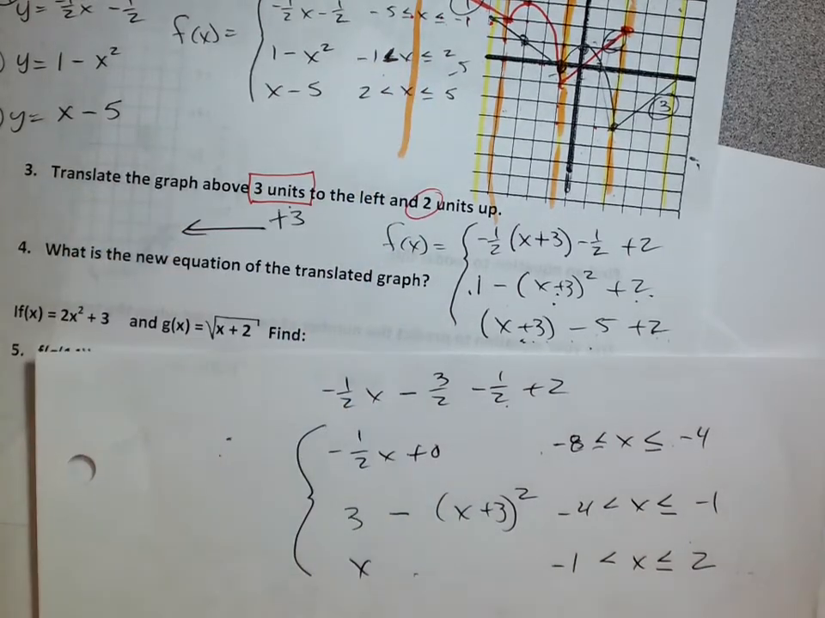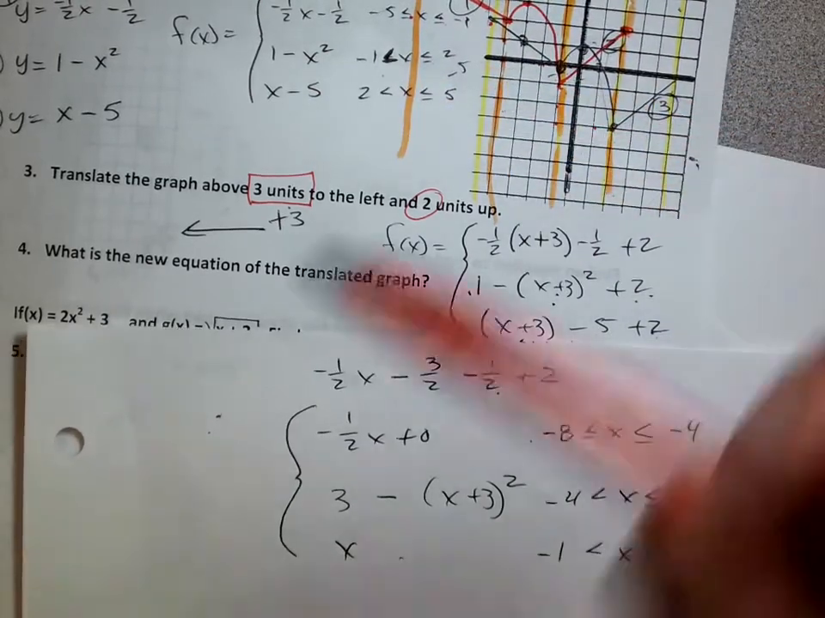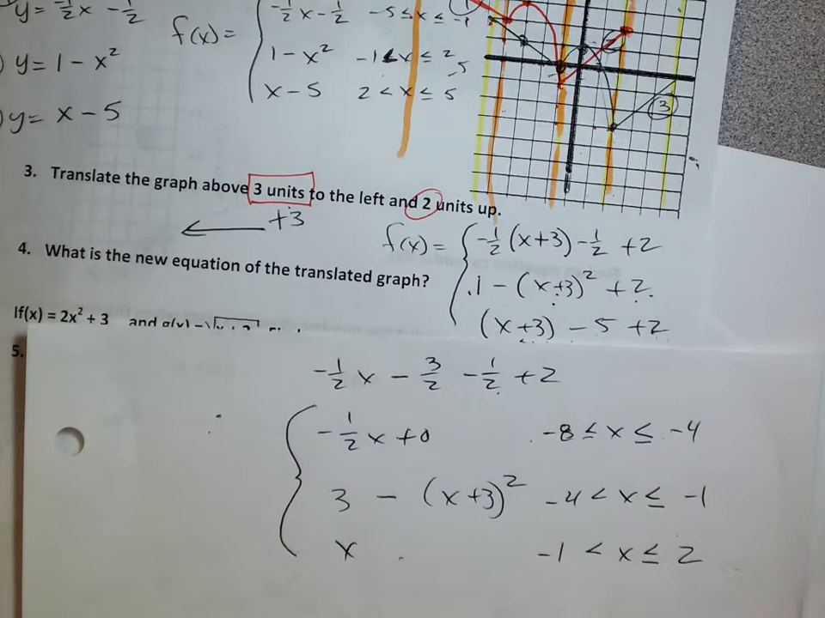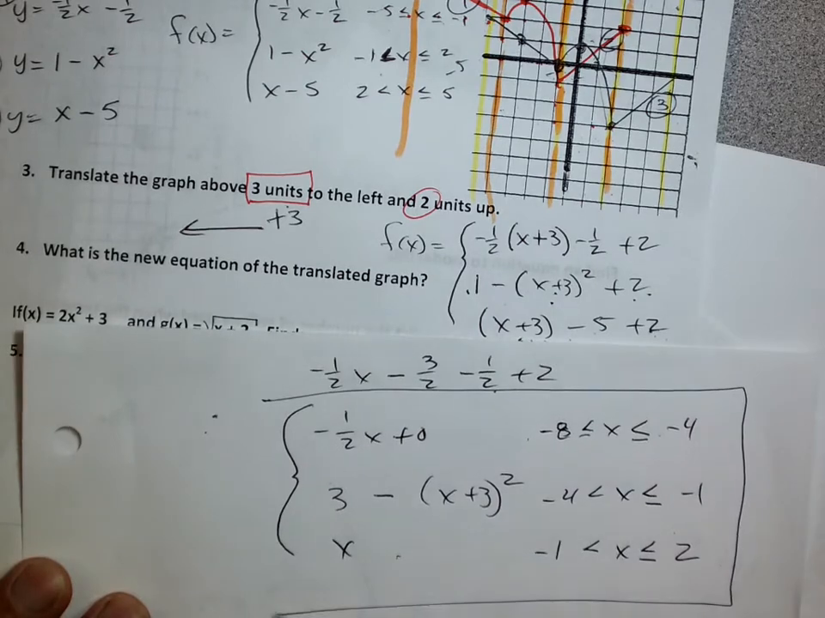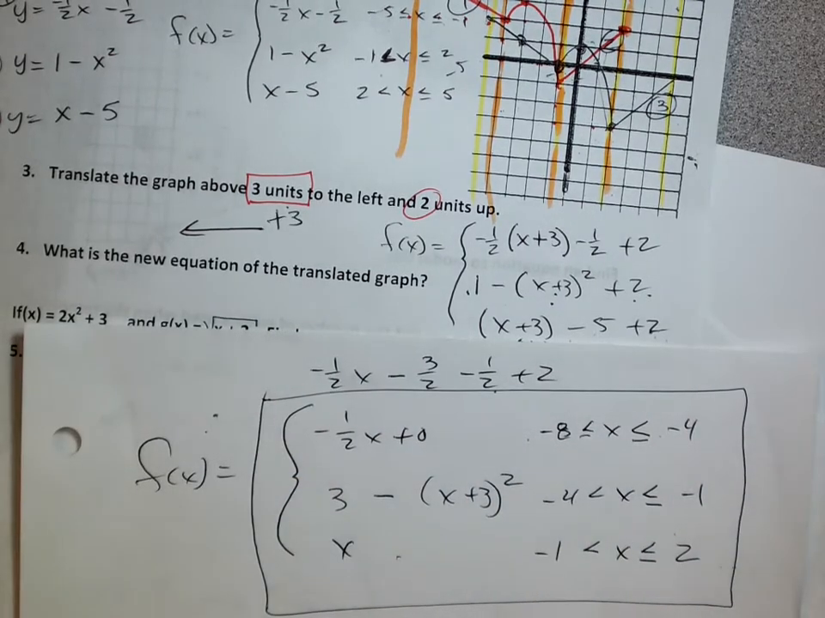Okay? Does that make sense? Hopefully it makes a little bit of sense. I just shifted everything back 3, so I just changed all of my borders, just shifted all the way back 3, okay? There's my new equations for my new graph, okay?